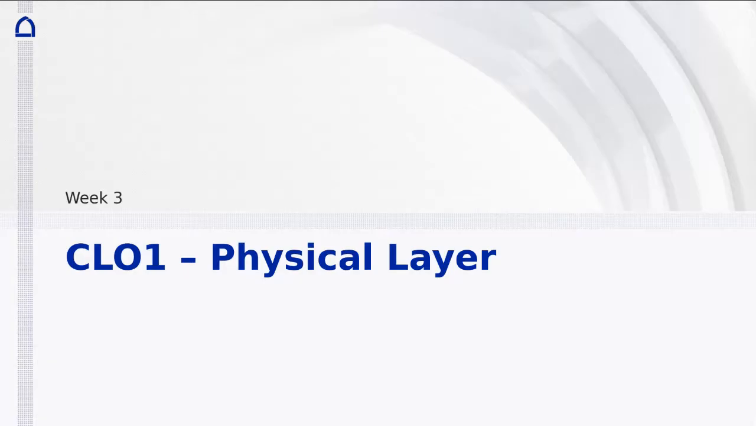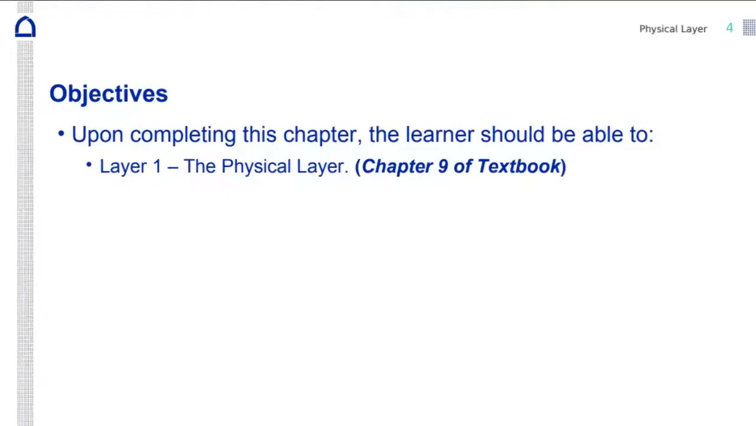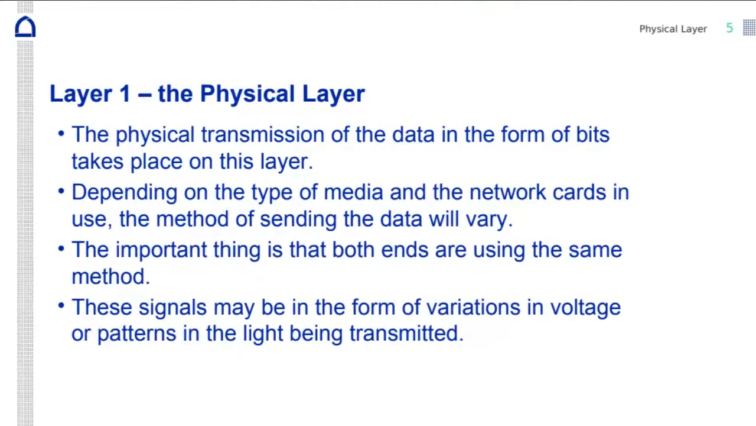So in this chapter, we are going to discuss layer number 1 in the OSI model, and it's called the physical layer. So the data is traveling in the form of bits, and this is taking place in the physical layer. And this depends on the layer and the media you are using and the network card that is used.